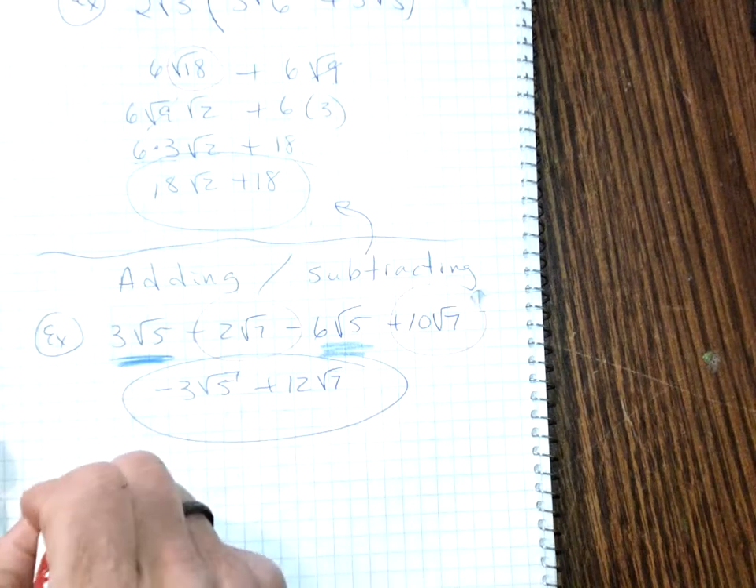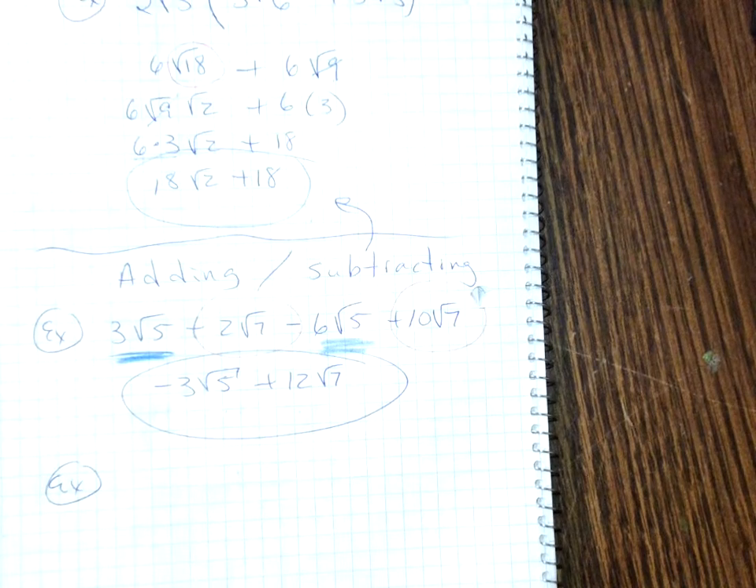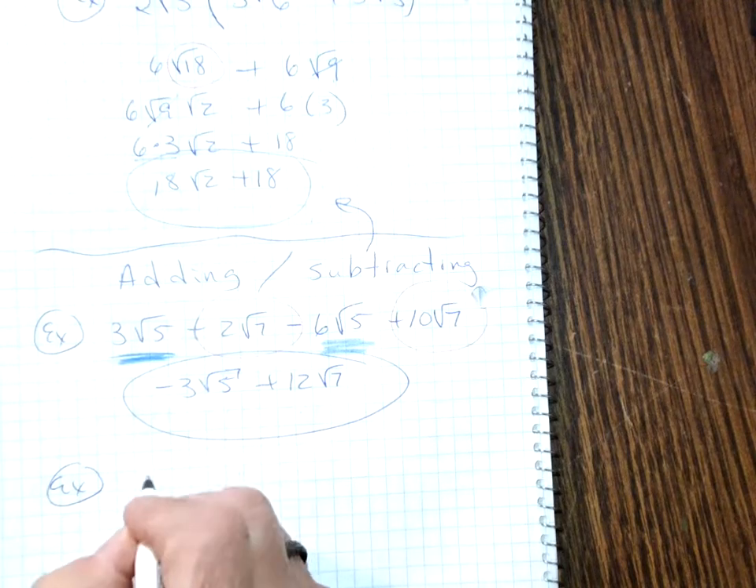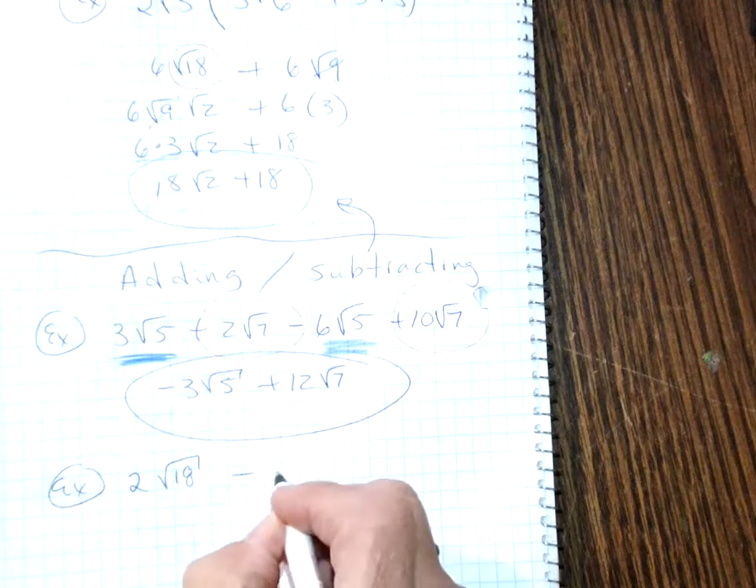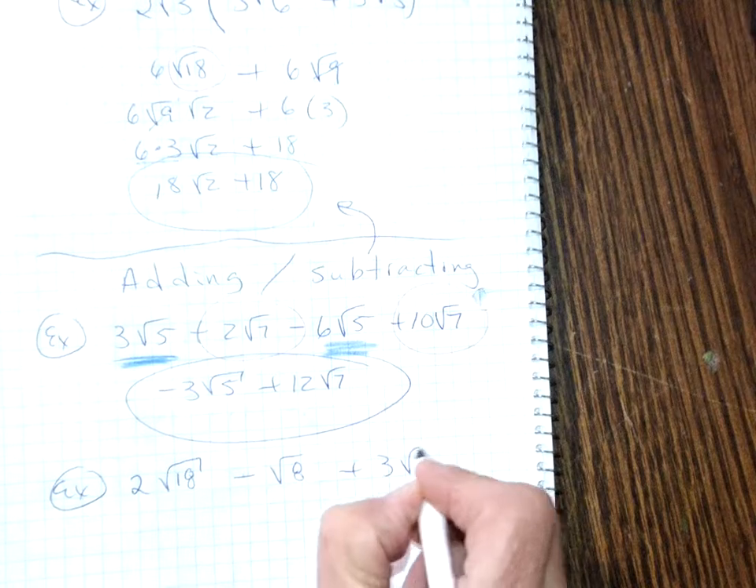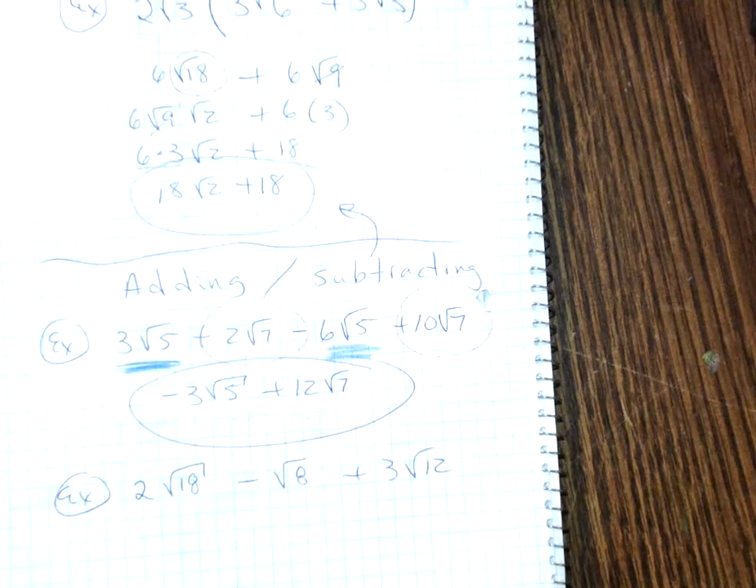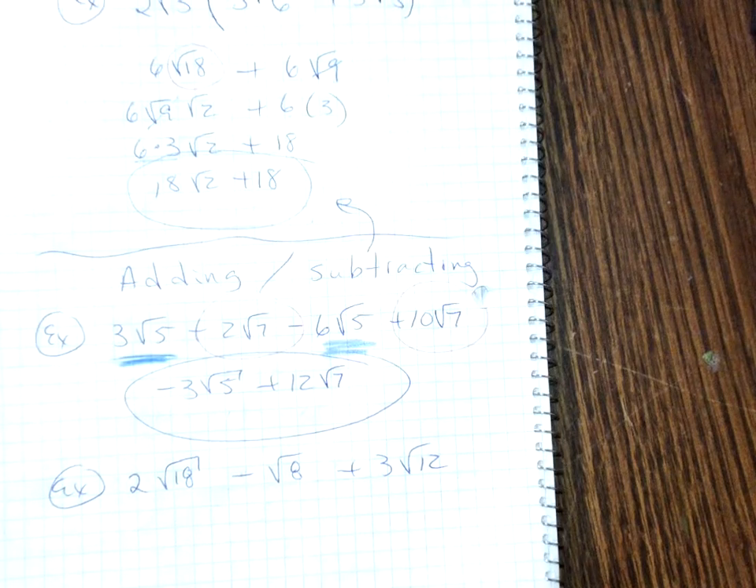Okay, in the next example, at first it's going to look like you can't add them, but we're going to do a little bit of math and see if we can. So let's take a look at a problem like this. I've got 2 square roots of 18 minus the square root of 8 plus 3 square roots of 12. Okay, when I first look at all three of these, go ahead and write that down.